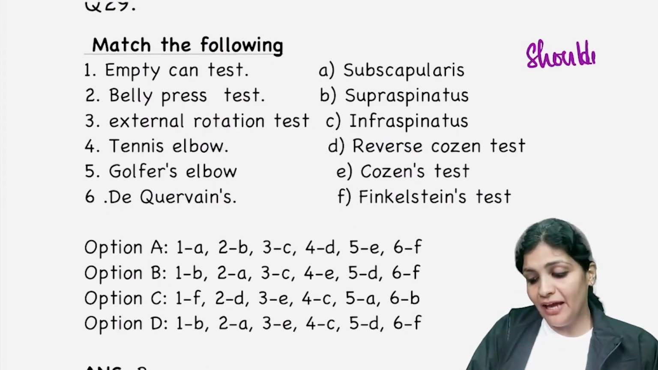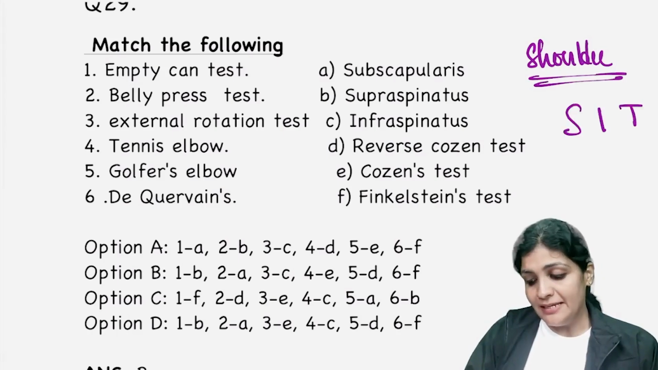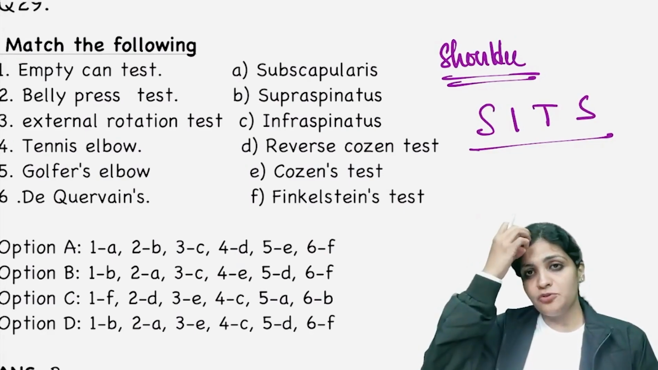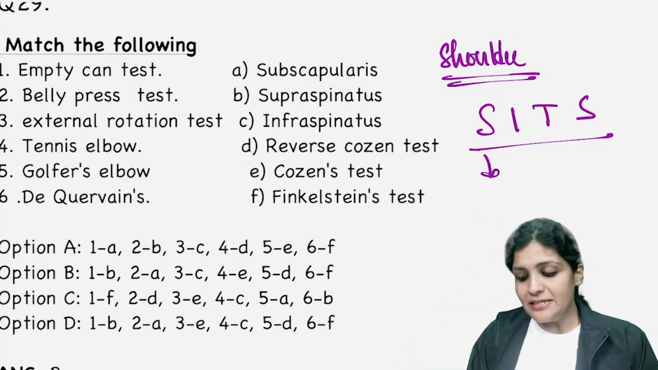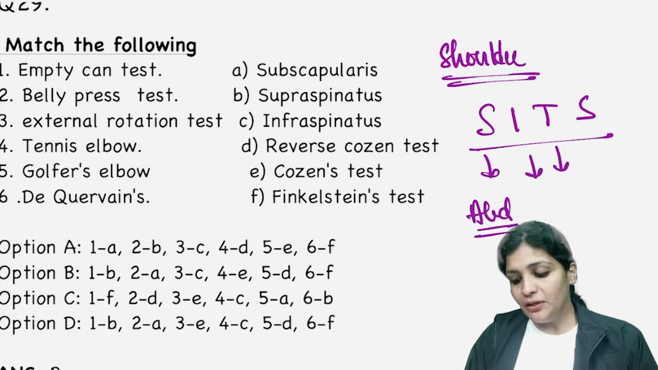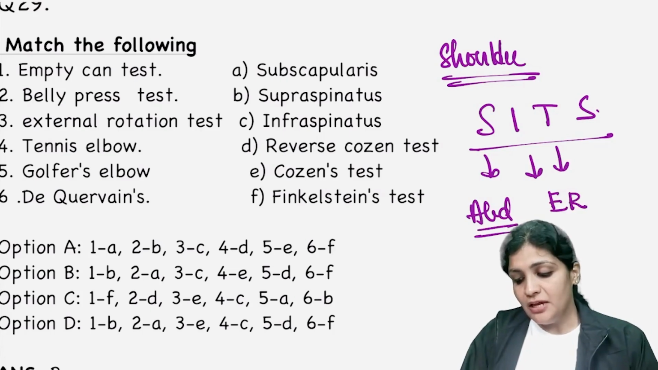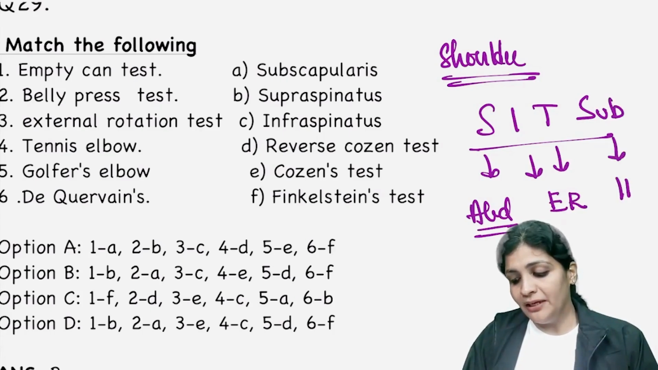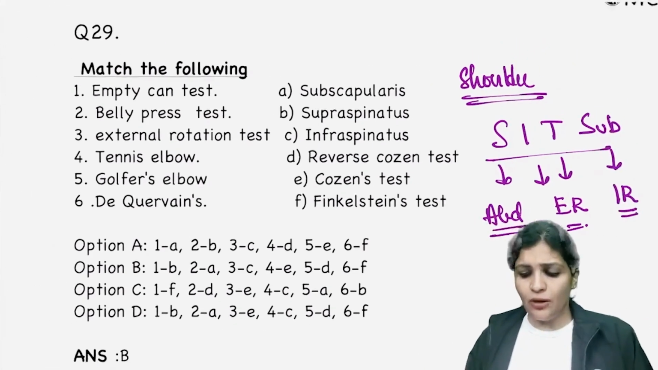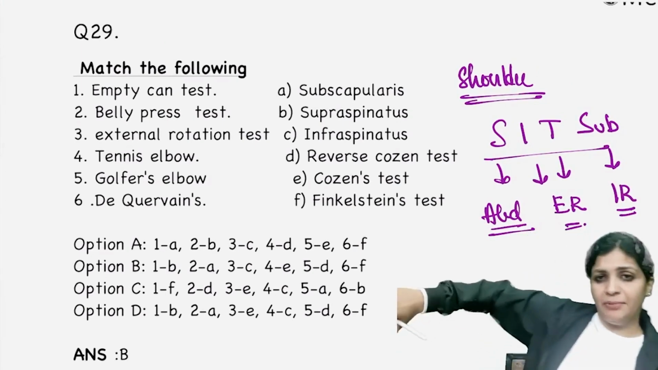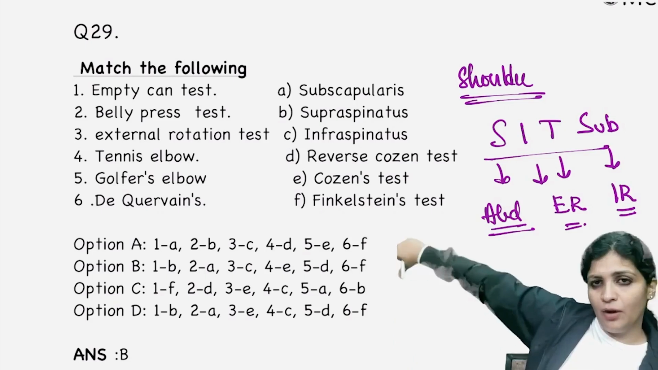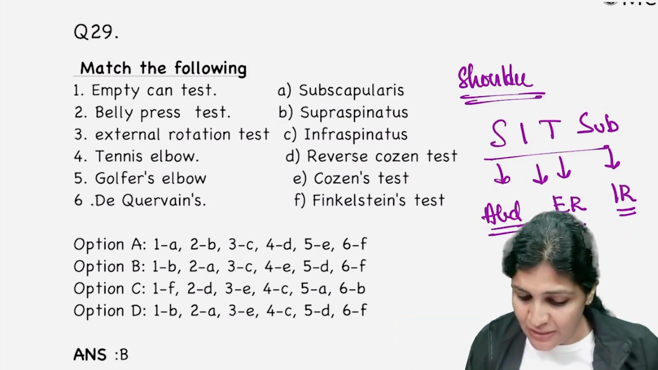So in the shoulder we have four important muscles, right? The rotator cuff: the subscapularis, the infraspinatus, the teres minor, and the supraspinatus. Supraspinatus, as I've told you, helps you in abduction. The infraspinatus and the teres minor help you in external rotation. The subscapularis helps you in internal rotation. The basic rule for the test: empty can is abduction. You put the hand like this and then try to abduct. So very easy, empty can is supraspinatus.